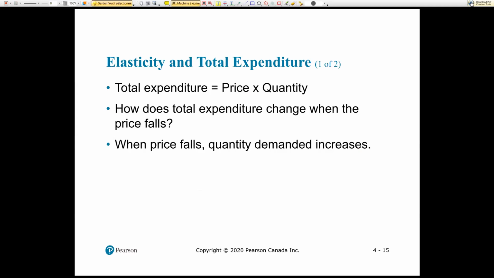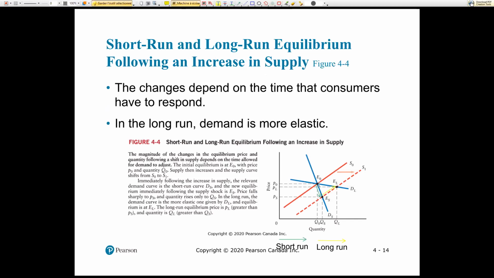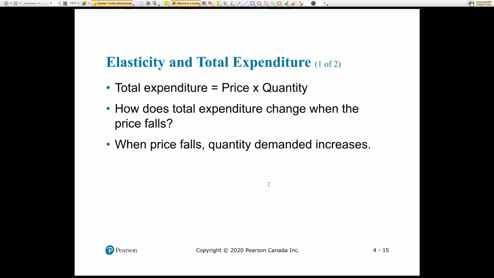Okay, so elasticity and total expenditure. What is total expenditure? Well, it's the amount of money people spend. If there is some equilibrium price and quantity, here for instance, then the total expenditure is how much people are buying multiplied by what the price was. So price times quantity.